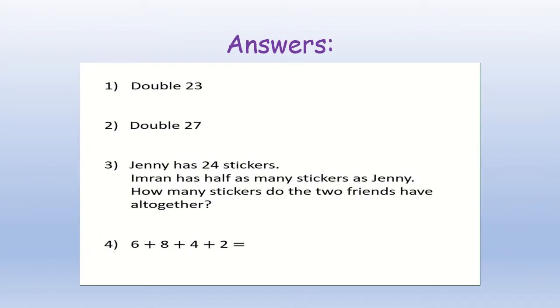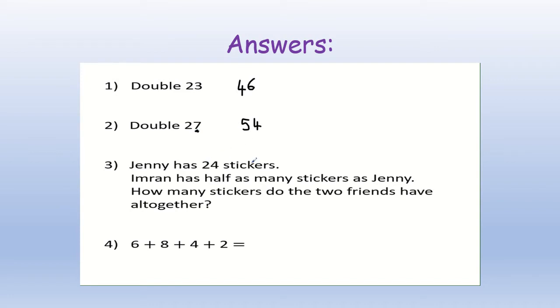Let's take a look now at our answers. So question 1 asked you to double 23. Double means the number twice. So 2 times 3 is 6 and 2 times 20 is 40. 46. Double 27 would give us 54, as double 7 is 14.